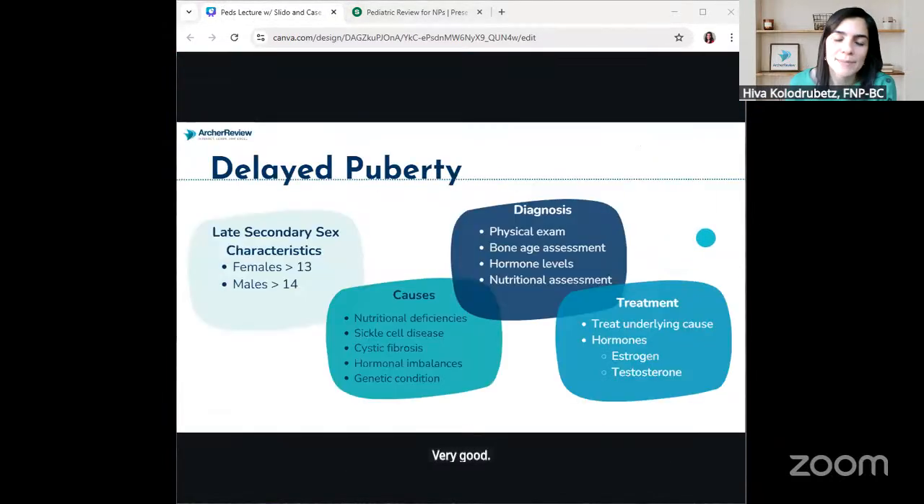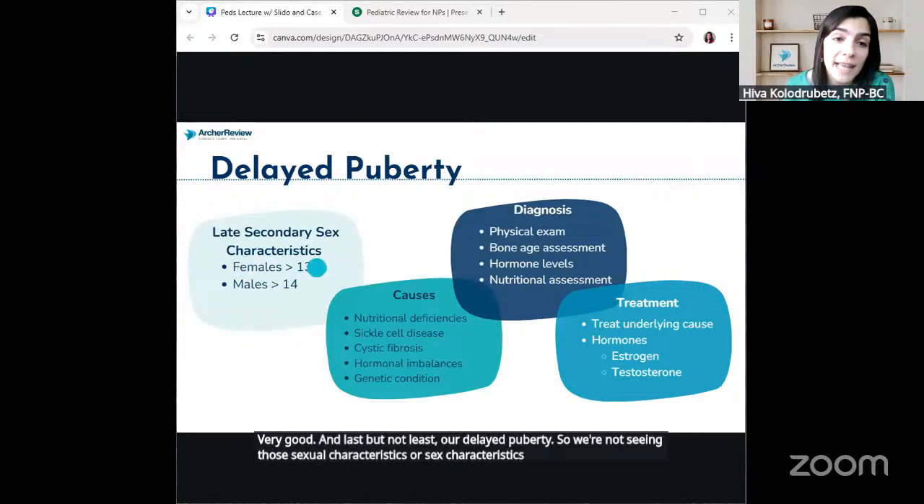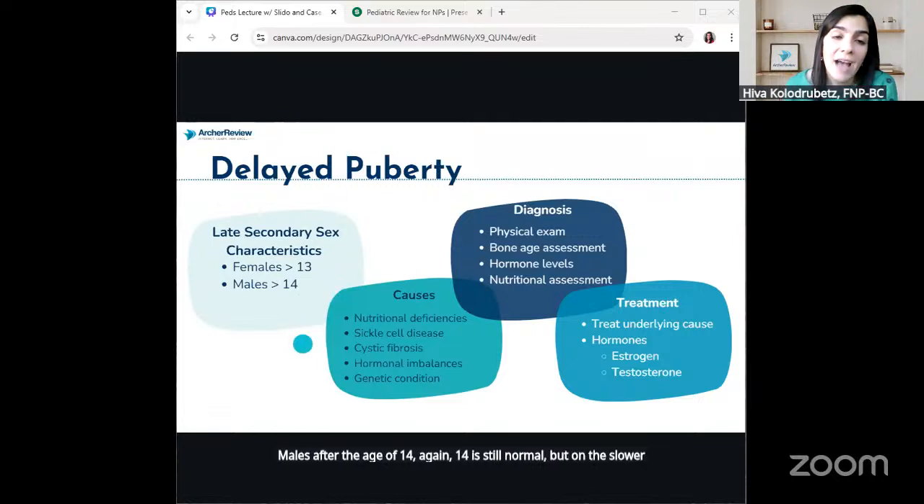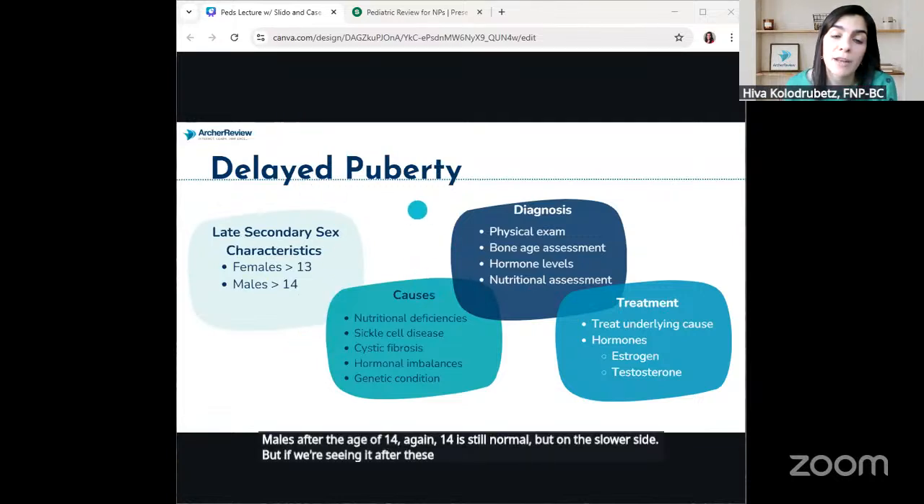And last but not least, our delayed puberty. So we're not seeing those sexual characteristics or sex characteristics until after the age of 13. Remember, 13 is still normal for our females, just a little bit on the slower side. Males after the age of 14, again, 14 is still normal, but on the slower side. But if we're seeing it after these ages, definitely a red flag. We want to figure out what's going on.